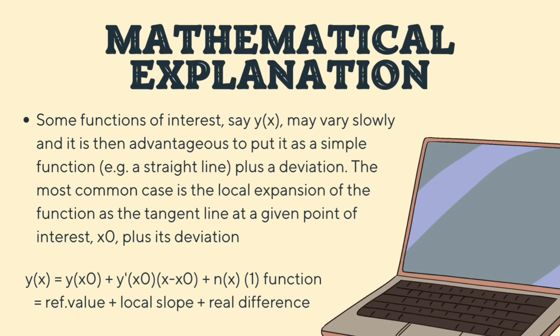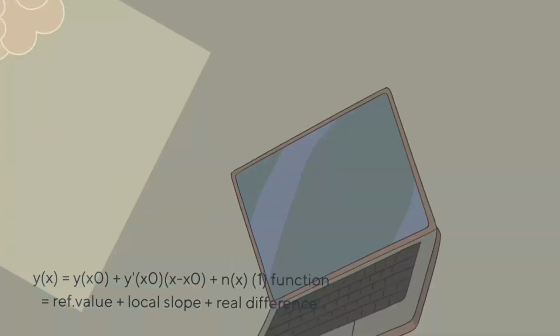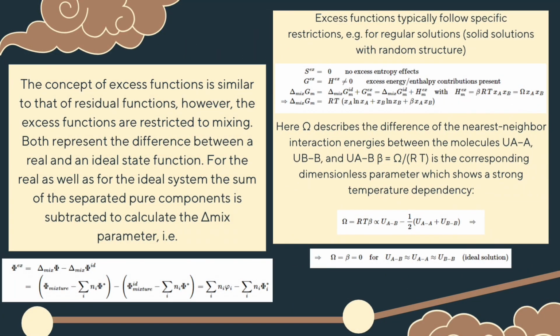In terms of mathematical explanation, some functions of interest may vary slowly, and it is then advantageous to put it as a simple function, for example a straight line plus a deviation. The most common case is the local expansion of the function as the tangent line at a given point of interest plus its deviation. The concept of access functions is similar to that of residual functions. However, the access functions are restricted to mixing. Both illustrate the distinction between a real state function and an ideal state function.